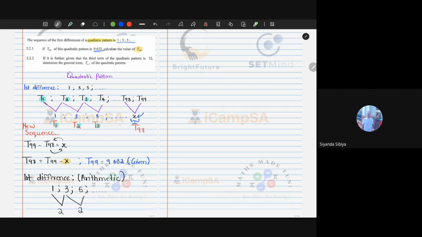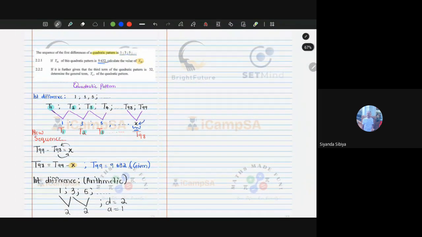5 minus 3 will be 2. So this means our D is 2 and our A is 1. That is what we have found. Our D is 2, our A is 1.